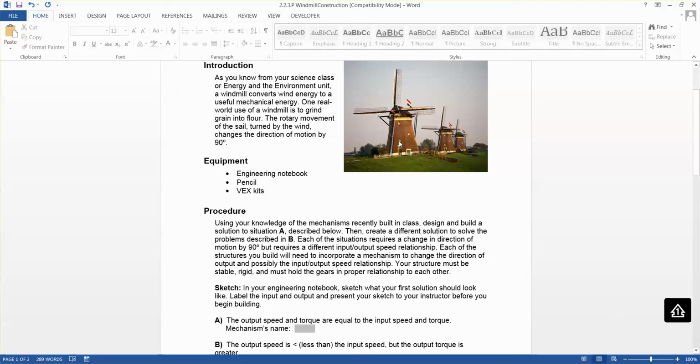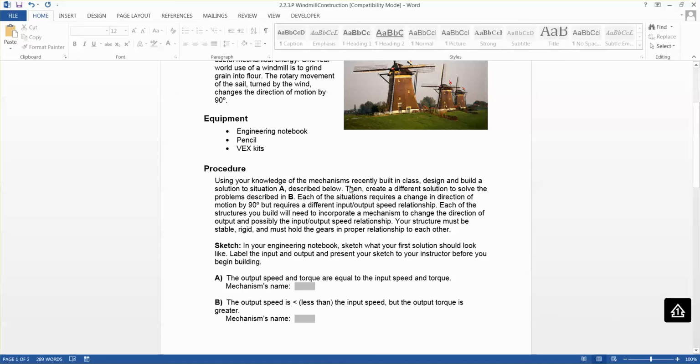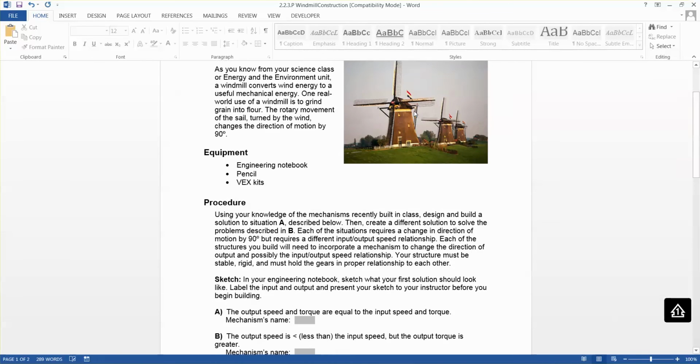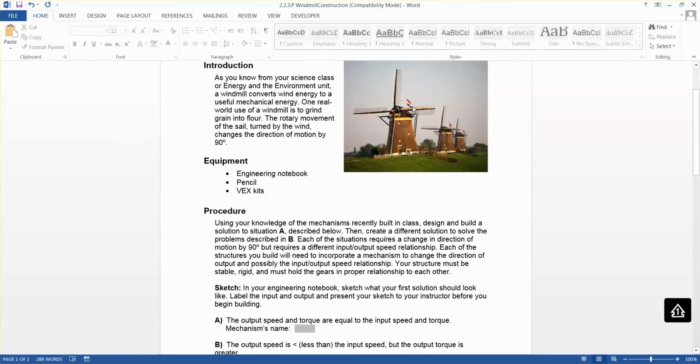So your output would probably not be seen in this windmill here, but we're going to be able to see it in yours. So they should be equal in the first one. Then you'll notice here that we have to create a different solution to solve problem B, where the output speed is less than the input speed, but the torque is greater. So with the knowledge of everything that we've talked about so far, you're going to solve that problem.